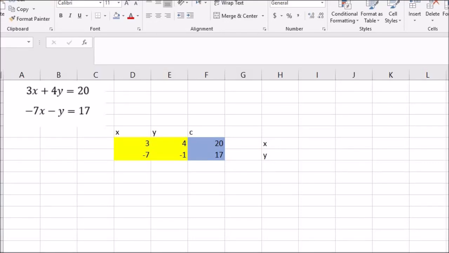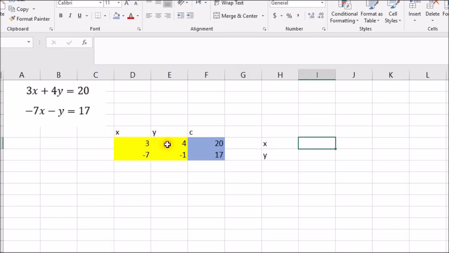Hello everybody, here's an example on how to solve this system of equations. I use Excel, so I have 3x plus 4y equals 20 and negative 7x minus y equals 17. And I want to solve that using Excel. So how to do that?